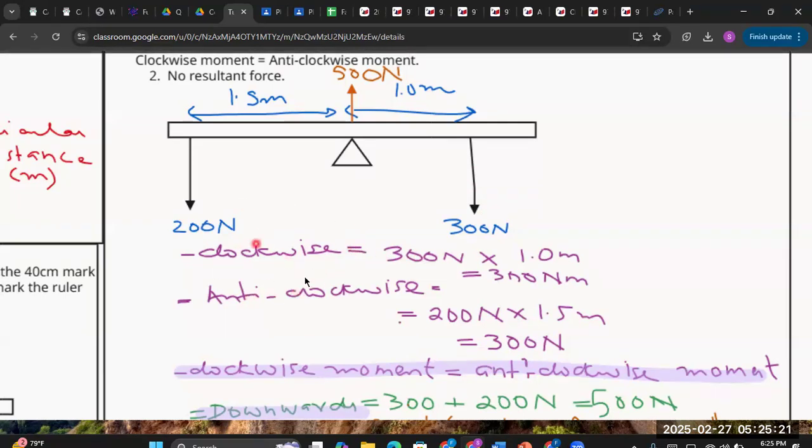So for clockwise, we are going to use the formula force into distance. Clockwise, the force is 300 newtons and the distance from the pivot is 1 meter. So clockwise moment is 300.